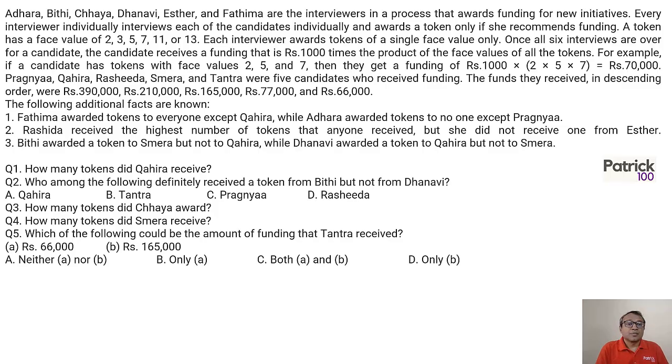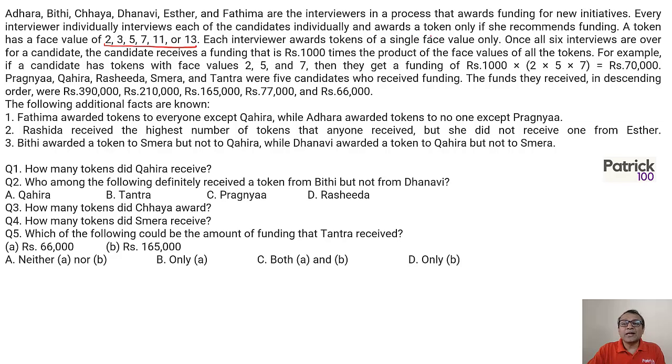And if you look at this set, again the first step when you look at a set is to look at the format, what is required. So as you read the set, the investor interviews each of the candidates individually and awards a token only if she recommends funding. The token is 2, 3, 5, 7, 11 or 13.